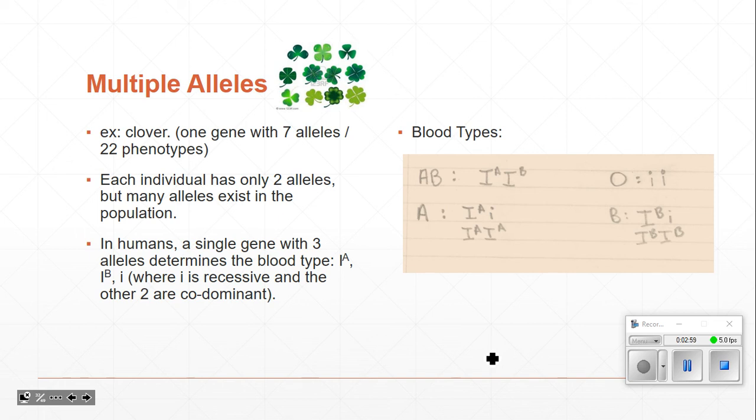So for blood type, that's a capital letter I. And then as a superscript, there's a capital letter A. That's the A allele. Then there's another allele, capital letter I with a superscript capital B. That's the B allele. And then there is lowercase i. That is the recessive allele. It's recessive to both of the other 2. And the other 2, the A and the B, are co-dominant. That means neither can mask the other. They both show up. They're both present.